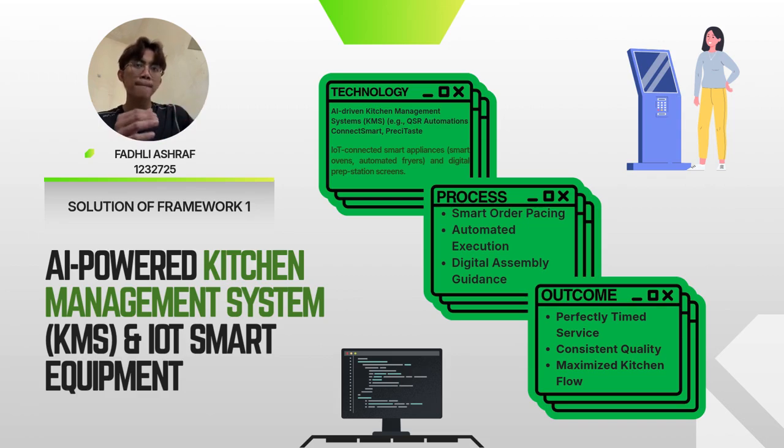So the outcome directly solves our operational challenges. We deliver perfectly timed food, hot meals, because nothing sits under the heat lamp. And we guarantee consistent food quality and order accuracy by removing human error. Ultimately, this maximizes our kitchen flow, perfectly supporting the demand forecasting systems we discussed earlier.